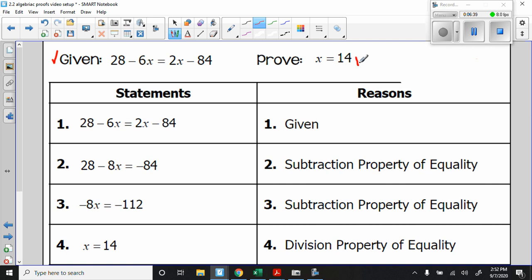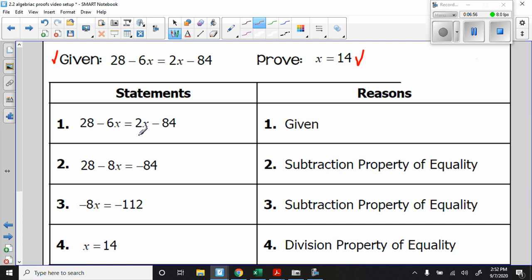And this is your last step. So here's my last step, x equals 14. So all this is what we need to do. If we're only looking at this side first, we say, here's our equation, here's what's given.